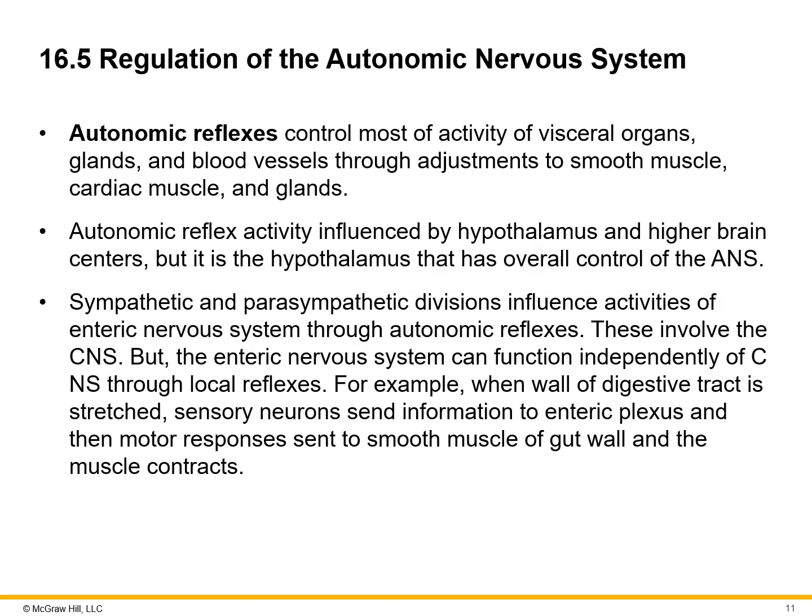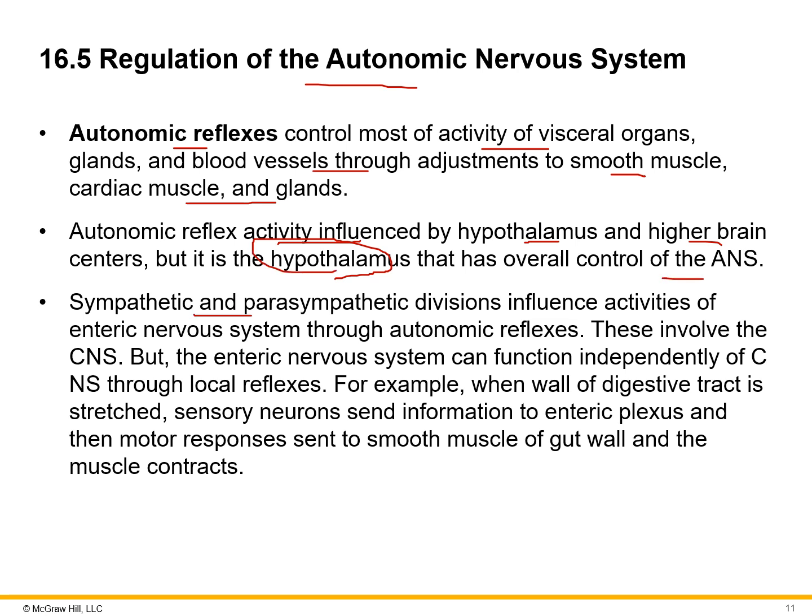All right, so then how do we regulate the autonomic nervous system? First of all, we have some autonomic reflexes. These control the activity of visceral organs and glands, like blood vessels, through adjustments of smooth muscle, cardiac muscle, and glands. These reflex activities are influenced by the hypothalamus, which has a lot of hormones being released, and also the higher brain centers, but it's the hypothalamus that overall controls that ANS.